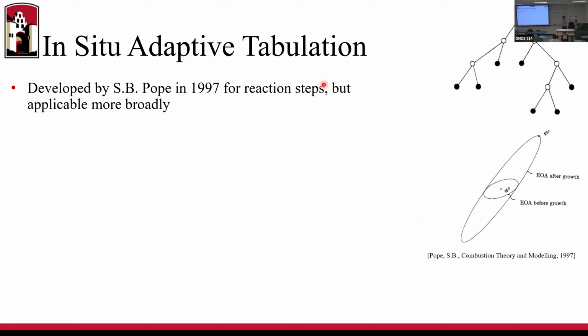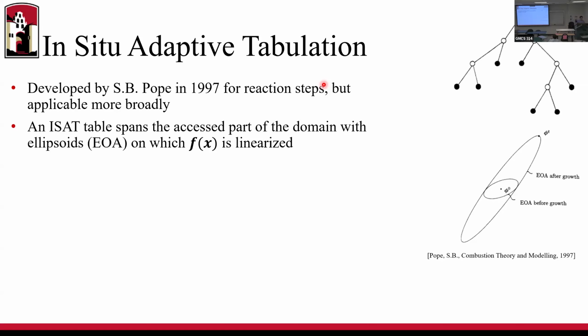So this is a method that has been developed by my dissertation advisor over the span of about 30 years, and today we'll improve it just slightly. But first, let's talk about in situ adaptive tabulation. So this was developed by Stephen Pope in 1997 for reaction steps, but it is applicable for pretty much any function, provided that the evaluation also gives you an evaluation of the Jacobian.